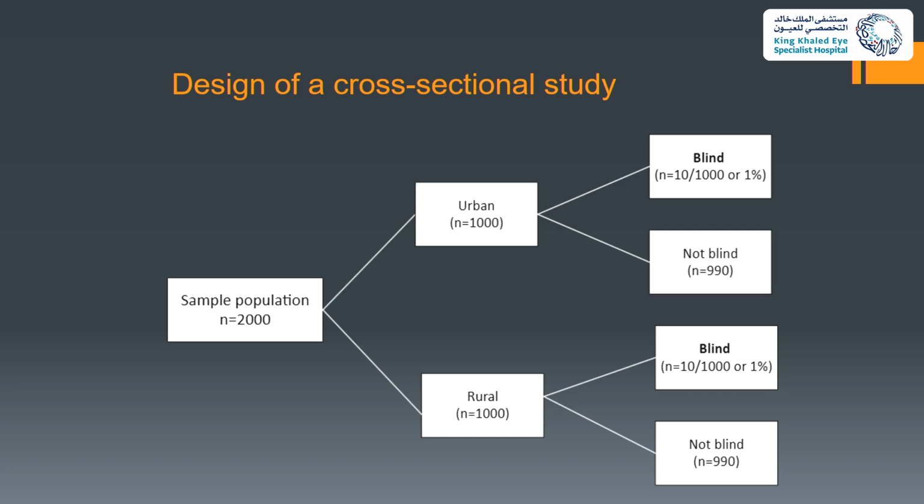Cross-sectional studies are used to establish the relationship between an exposure and an outcome. The outcome in this case is blindness. The exposure is urban-rural, where the person is living. And this can be male, and this can be female, this can be smoker, non-smoker, and the outcome is.